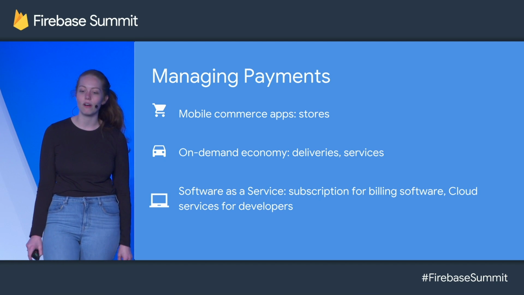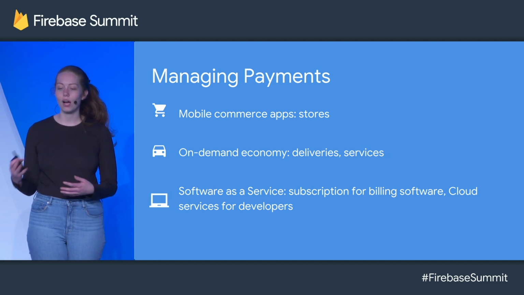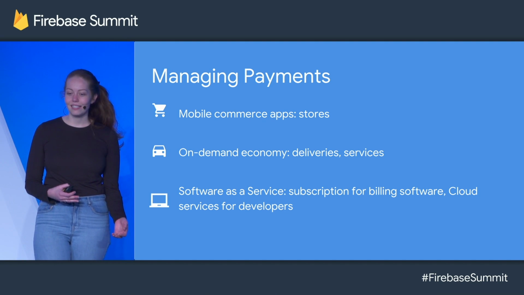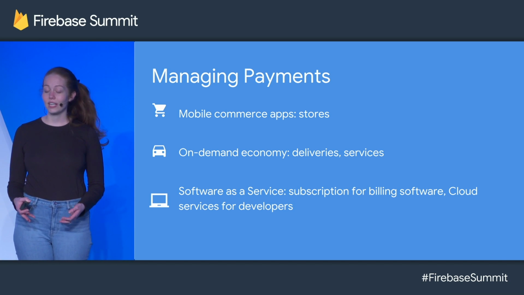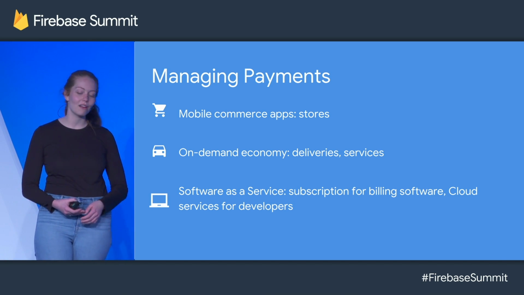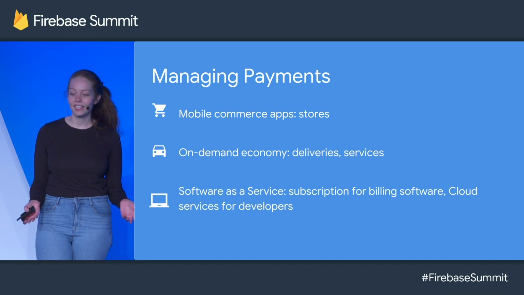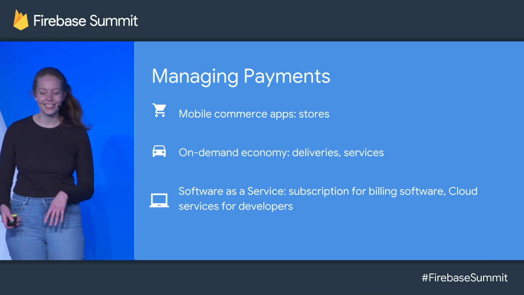So we have something like a store, maybe a physical object or good. Something like an on-demand economy, maybe Uber or Airbnb that has a delivery or a service. And then there's stuff like software as a service. So maybe something like a cloud service for developers, which might be Firebase.